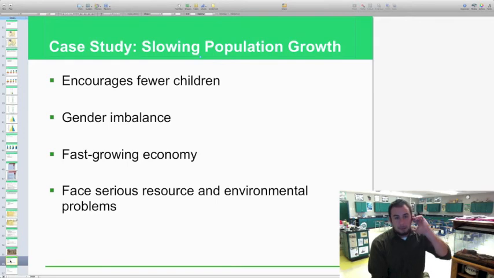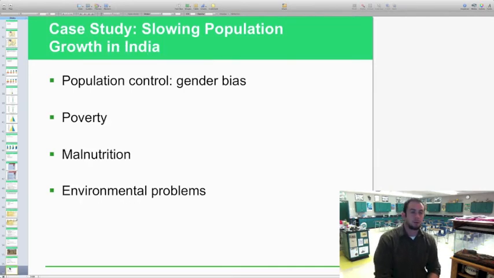The case study in slowing population growth, again: encourage fewer children. Gender imbalances, fast-growing economies can slow population growth. Facing serious resource and environmental problems, you're going to slow population growth because there are not enough resources to go around. And also, gender biases. When you have poverty as well, this is with India and China.